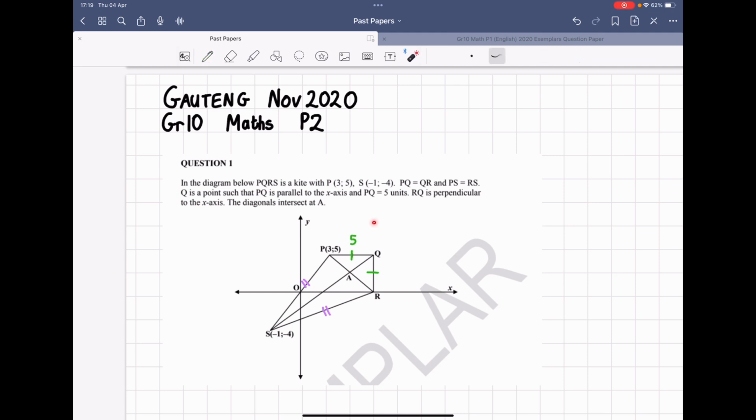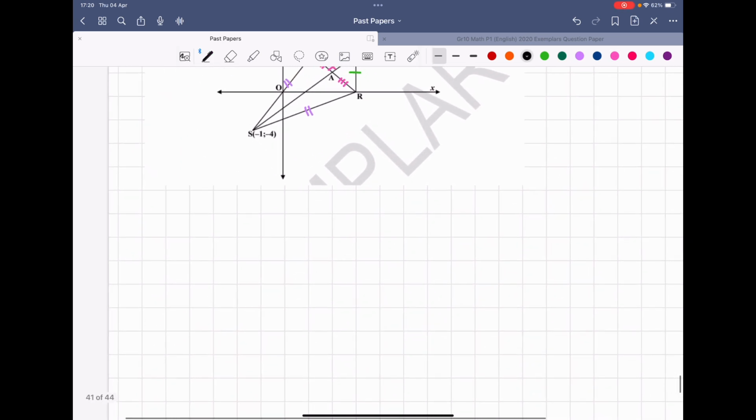And I'm told that RQ is perpendicular to the x-axis. So if this is the case, then that means that this angle here is a right angle. And I'm also told that these diagonals intersect at A. And from my properties of a kite, I know that the long diagonal bisects the short diagonal. So I can say that this line PA is equal to AR. And from my properties of a kite, I also know that this is a 90-degree angle. Okay, so now we can start answering the questions.